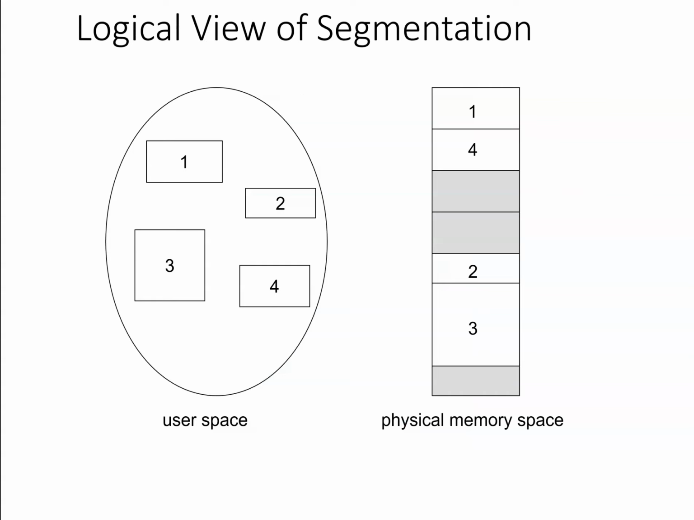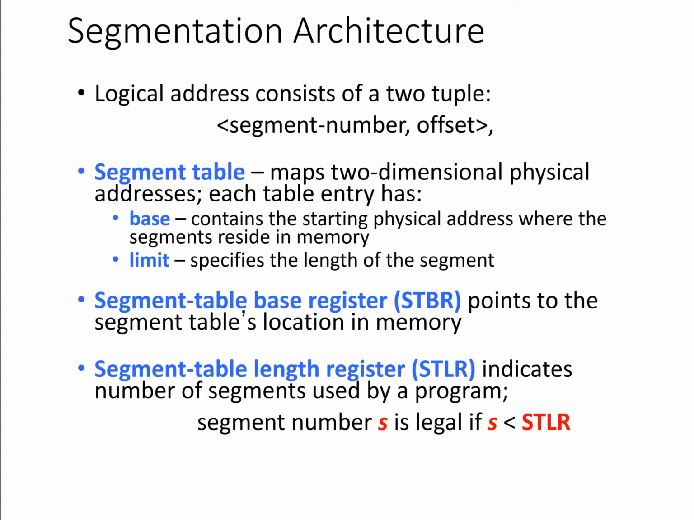Now, this can be mapped into memory in these blocks. Block 1 would be, say, the stack. Block 2 would be, I don't know, program data or a method. All these can be mapped to physical space.